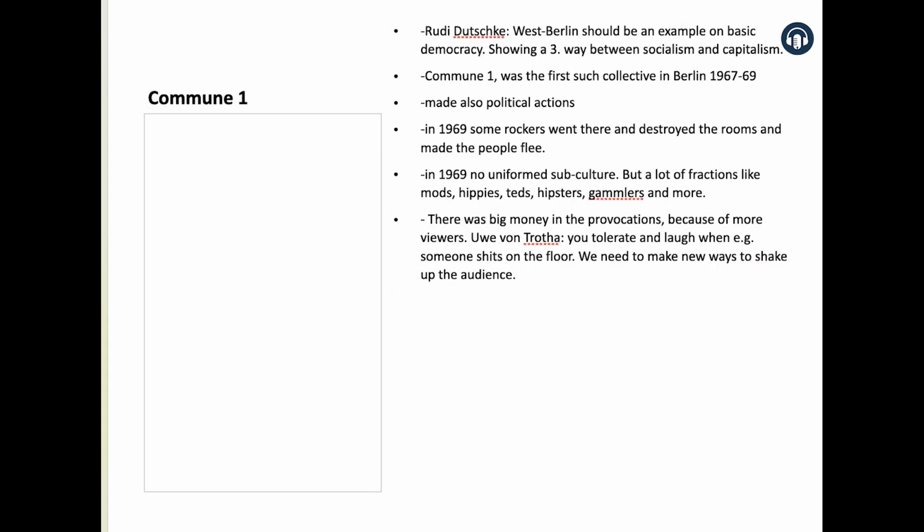And these concepts clash in a commune called Kommune 1. Rudi Dutschke said West Berlin should be an example of basic democracy, showing a third way between socialism and capitalism. Kommune 1 was the first such collective in Berlin, 1967-69, and also made political actions. In 69, some rockers went there, destroyed the rooms and made the people flee. In 1969, there was no uniform subculture, but a lot of factions like mods, hippies, hipsters, gamblers, and more.